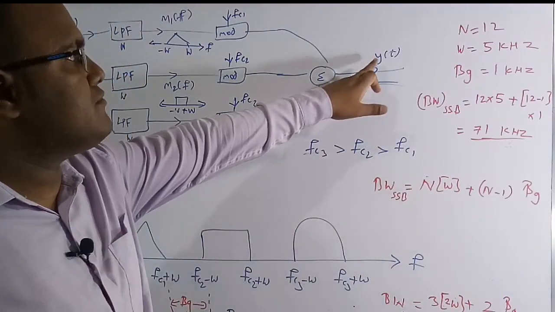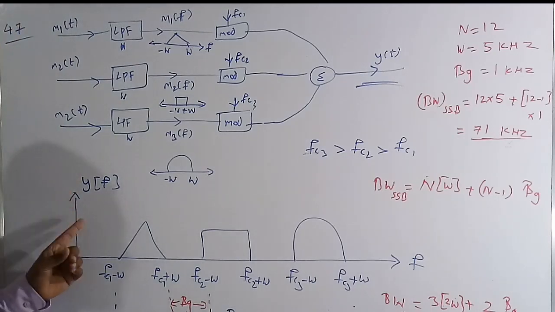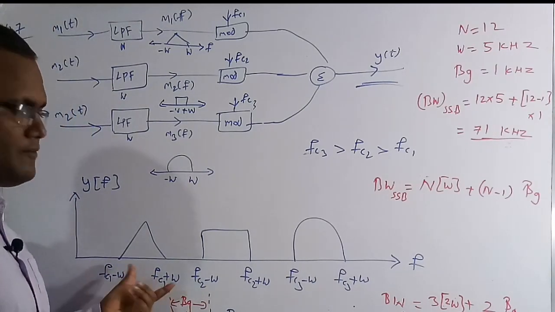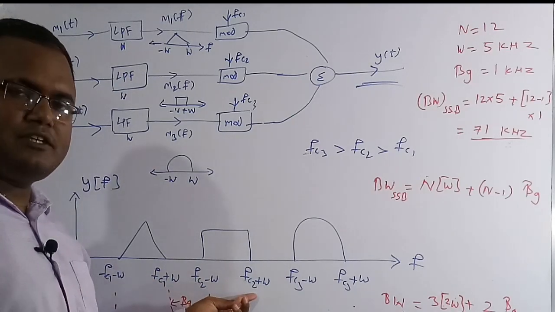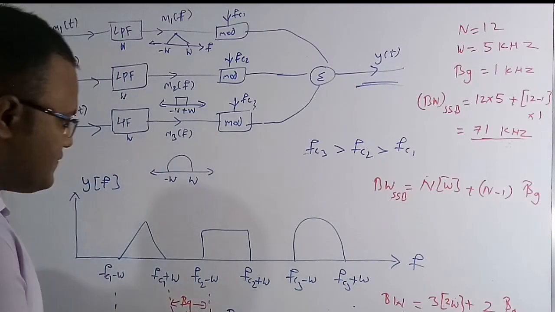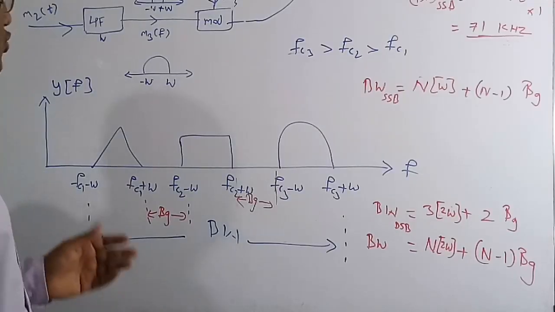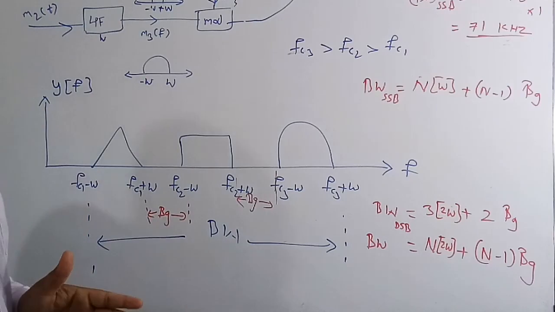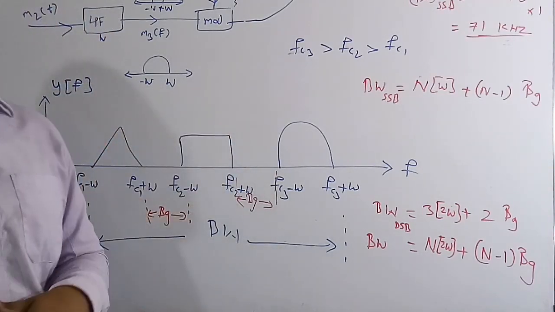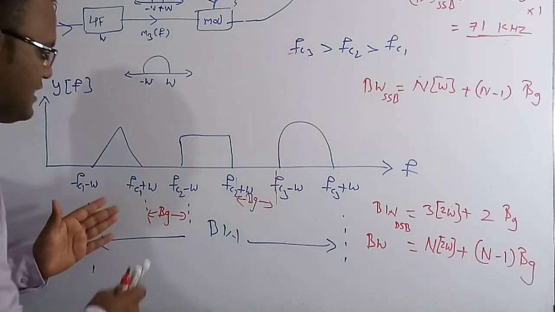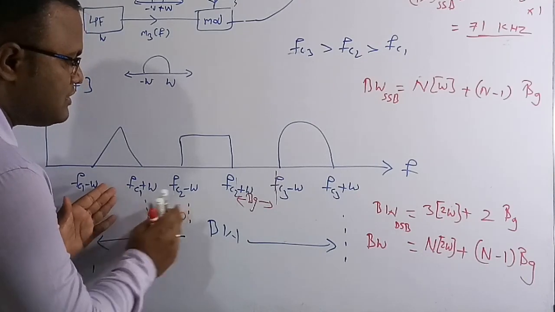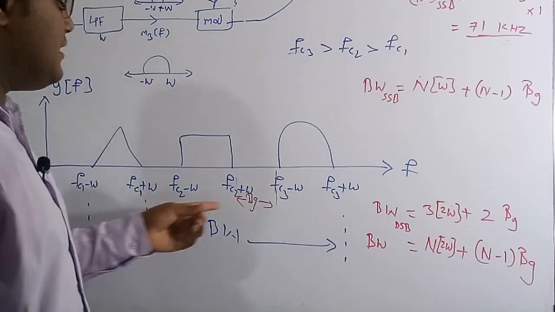So this y of t has a Fourier transform y of f like this. FC1 minus W to FC1 plus W is the lowest one, then FC2 minus W to FC2 plus W, and FC3 minus W to FC3 plus W. These signals must not overlap, so we apply a safety factor, because if two signals overlap, we are not going to get the original signal by demodulation. That is the reason we use a guard band, a minimum small difference between these two signals. So this is called a guard band.